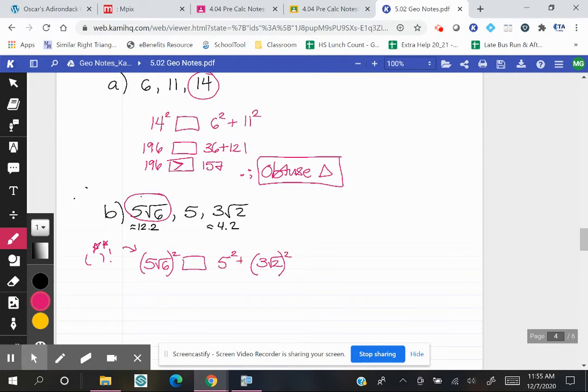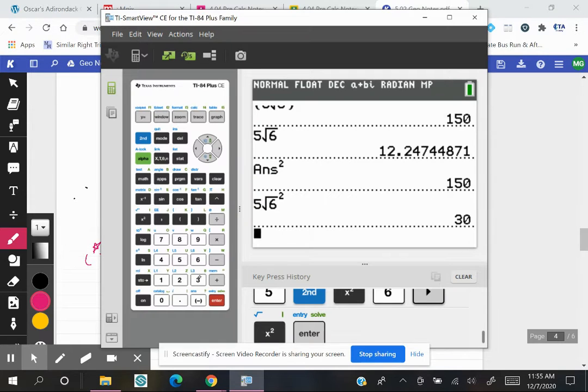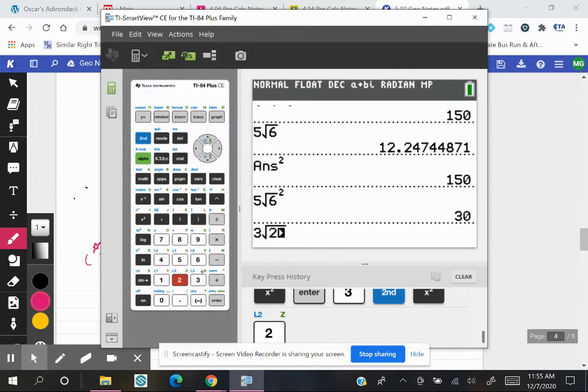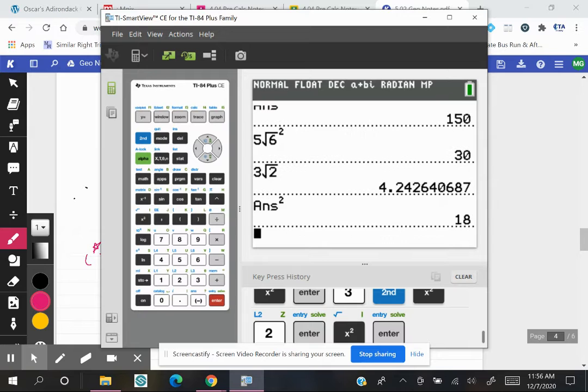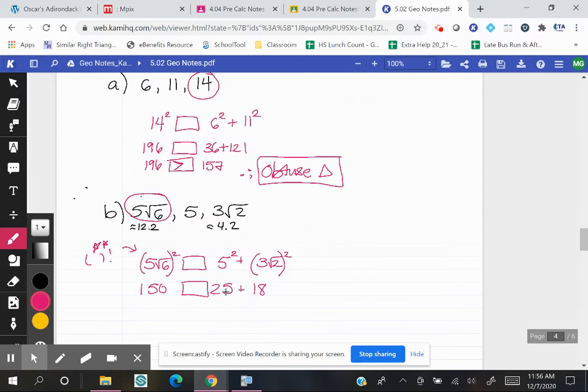Okay, so 5 radical 6 squared gives me 150. Plus, 5 squared is 25. Here you're squaring 3 to get 9 and rad 2 squared to get 2, so we should get 18. That's in my head. Let me check it here. I'm going to do it in my 2 steps. This is how I like to do it the best. So I type in 3 rad 2, then I hit squared, and it gave me 18.